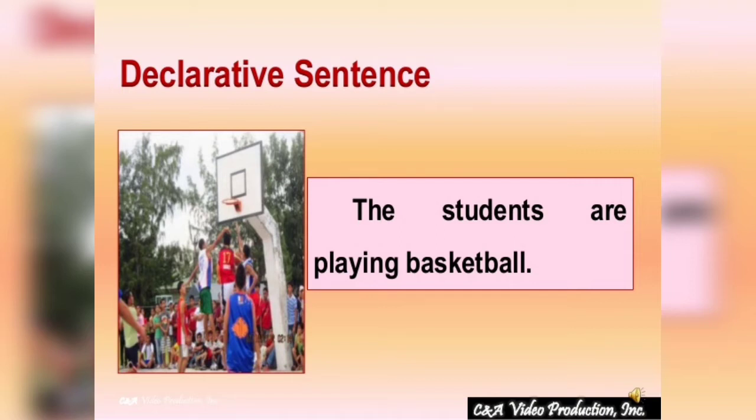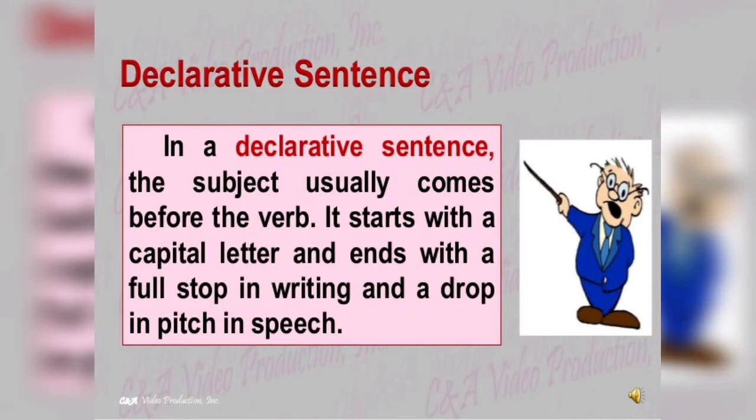Correct? So now let us see how we need to keep it in mind in order to understand a declarative sentence. In a declarative sentence, the subject usually comes before the verb. It starts with a capital letter and ends with a full stop in writing, and a drop in pitch in speech. So let us try to understand. First of all, it has got a subject that always comes before the predicate. Correct? It starts with a capital letter and ends with a full stop.